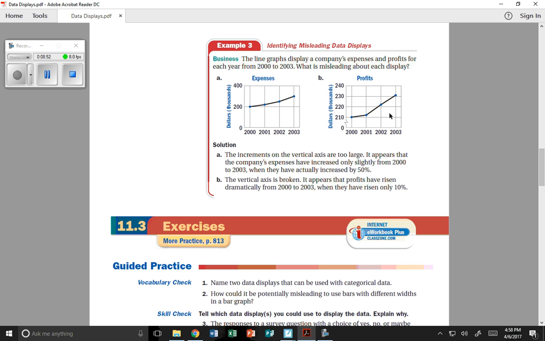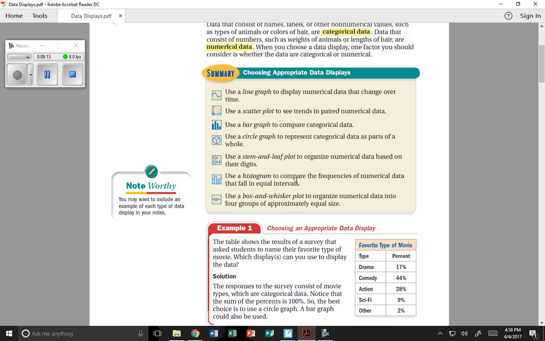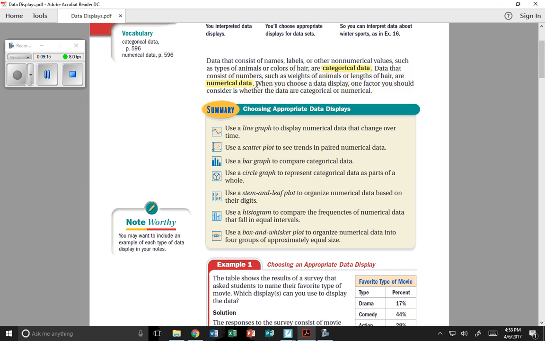So if you were to put these two next to each other during like a meeting at a business, and say, look at our expenses versus look at our profits, people would call you out right away because your graphs are not consistently incremented. Okay. All right, so make sure that you understand the difference between categorical and numerical data and when it is appropriate to use which type of data.